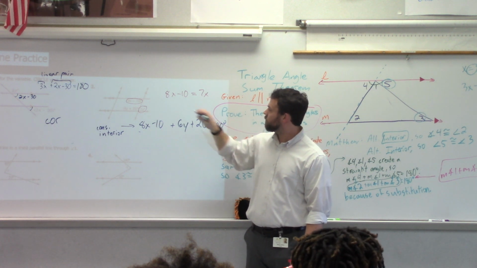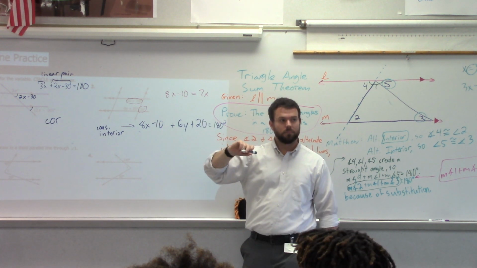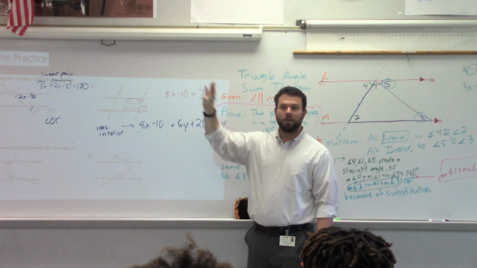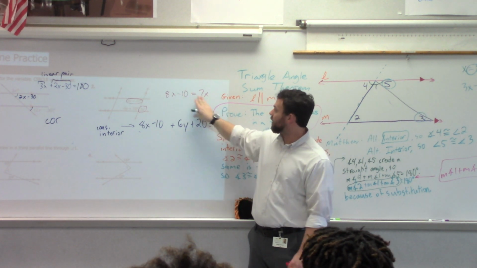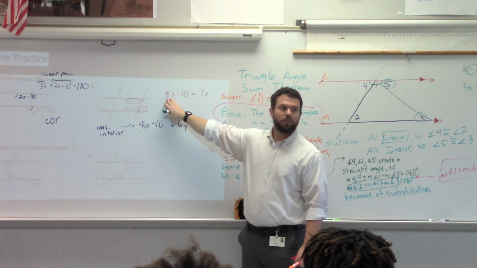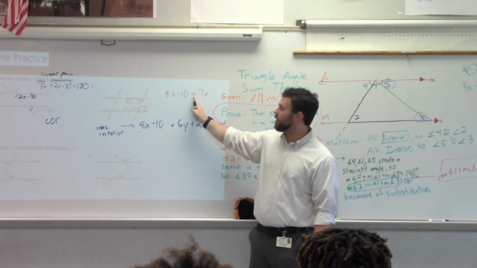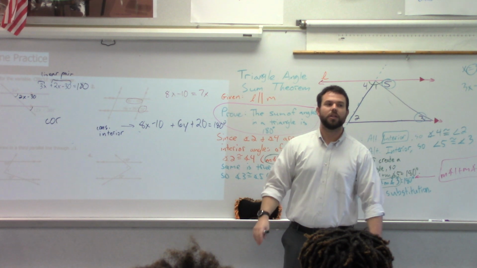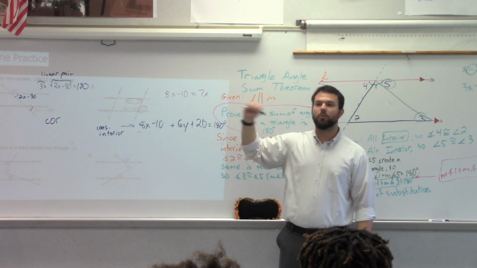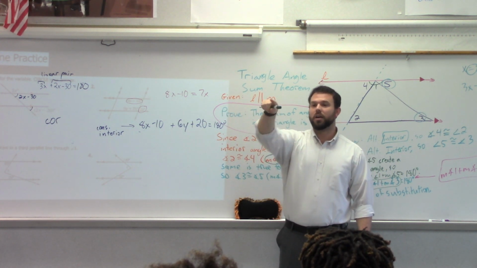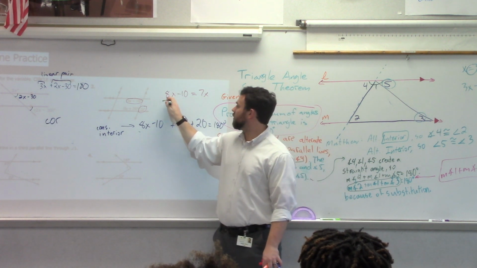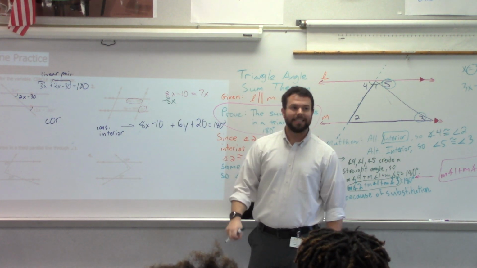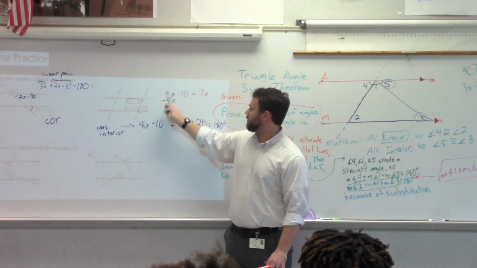I need y'all to pay attention because this is important. Can I combine those like terms? No, because there's that equal sign in the middle. I cannot put the 7x and 8x together. They're on different sides of the equation. So I need to make one of them a 0. Minus 8x. Notice 8x minus 8x is 0.